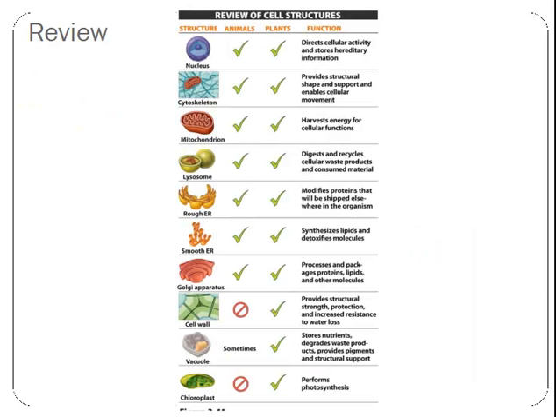Here's a review of all the structures. So notice most of them are found in both animals and in plants. So the nucleus, the cytoskeleton, that's in both. The mitochondria, that is in both. Plants and animals have mitochondria. The lysosomes are in both. The rough, the smooth, and the Golgi are in both.